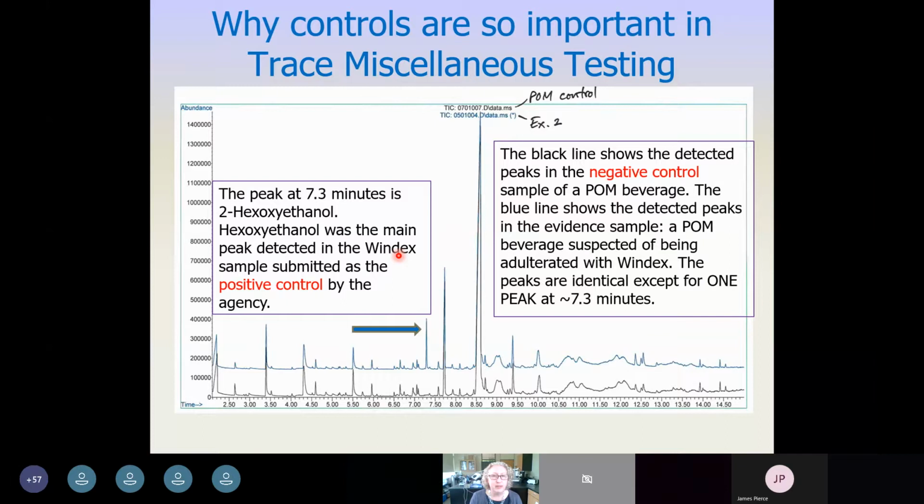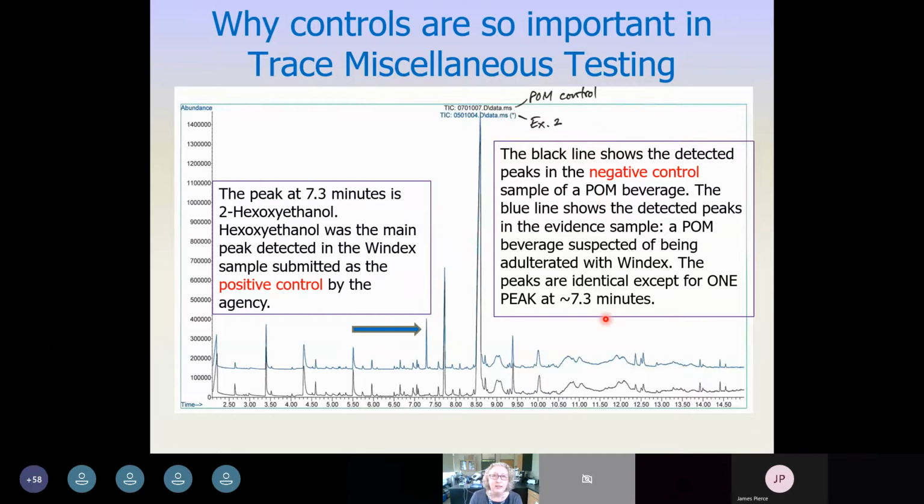So the agency submitted the remains of the suspected tampered beverage, and then we also got a positive control, which was the bottle of Windex, and a negative control is just a normal POM beverage that was unopened and hasn't been tampered with. So that was pretty easy to get our hands on. I believe we obtained that ourselves. Sometimes we'll ask you to bring it in, definitely. But if it's something pretty simple, we might be able to get it ourselves with our petty cash.